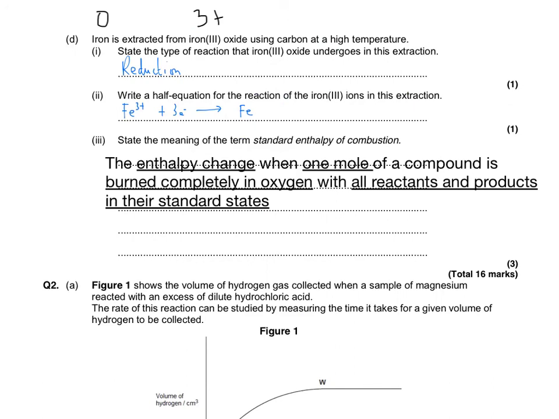So in 1D we asked the type of reaction that iron 3 oxide undergoes in the extraction. Well, if we're extracting a metal, we're going from an iron to a metal, so it's 3 plus to a 0 oxidation state, so it's a reduction. The gain of electrons, so reduction. The half equation, well, it's iron 3, so Fe3+ is being changed to iron, so plus 3 electrons gives us the correct half equation. So it's 3 plus 3 charge on the left hand side, 0 on the right hand side, so plus the 3 electrons there balances the sides.